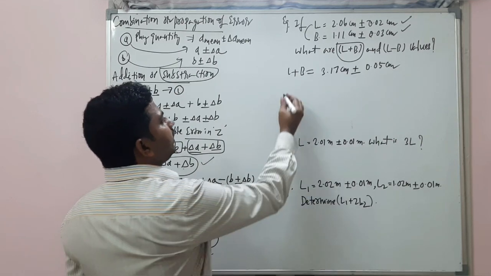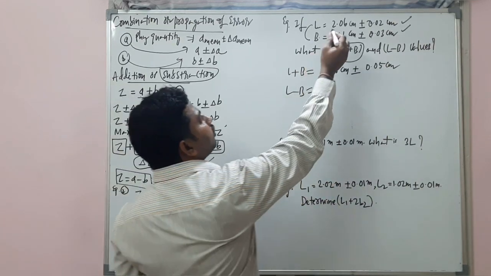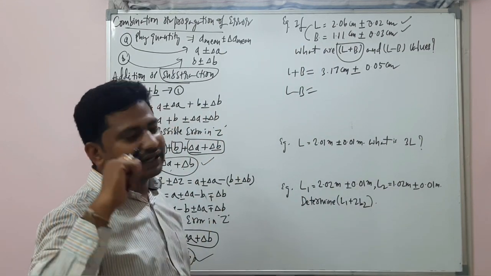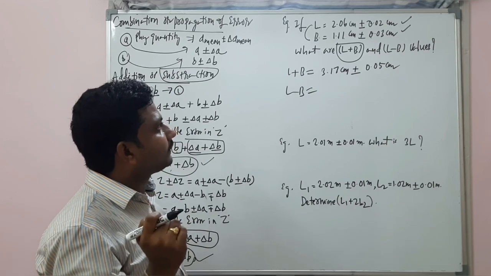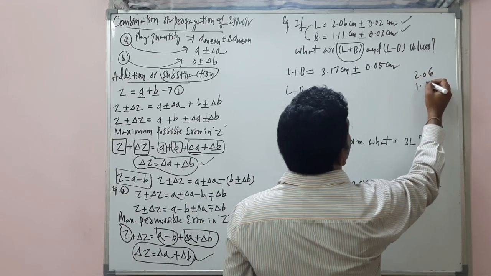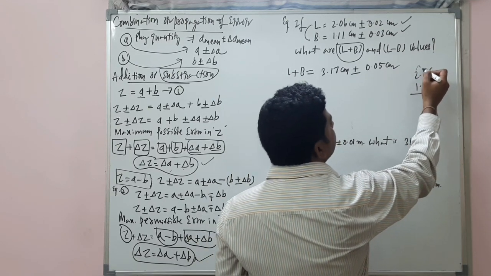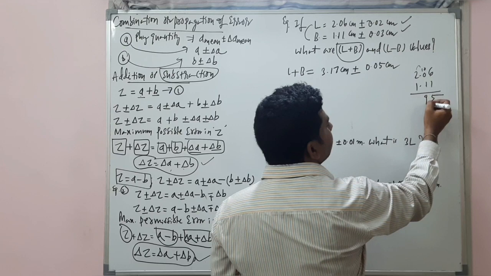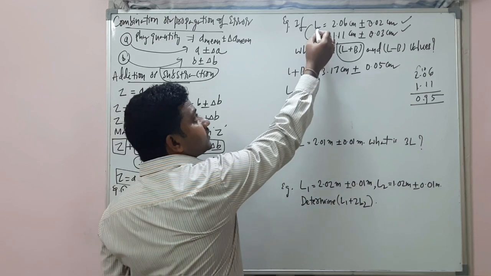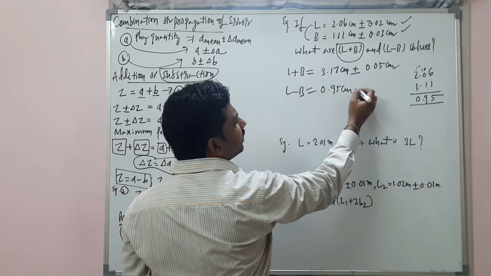Now, L minus B, when we are subtracting two physical quantities, the true values need to be subtracted as they are. How can we do that? So this will be 2.06 minus 1.11. It is 6 minus 1, it's 5 here, and it is 10 minus 1, it's 9, 1 minus 1, it's 0, so 0.95. So when we are subtracting, the true values directly need to be subtracted. It is 0.95 centimeters plus or minus.